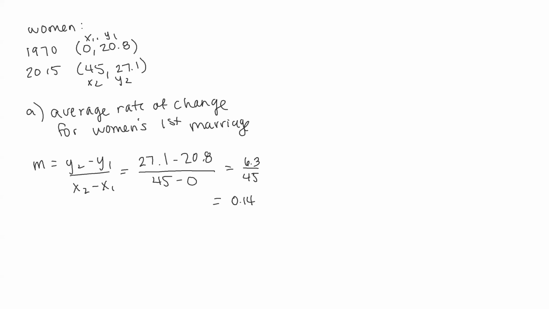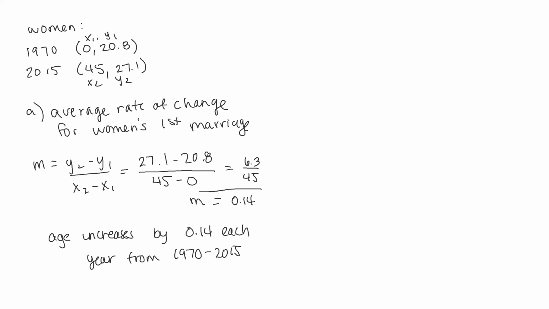So the age increases by 0.14, so like 0.14 years each year from 1970 to 2015. So this right here is your rate of change. And again, the age increases by 0.14 years every year from 1970 to 2015.